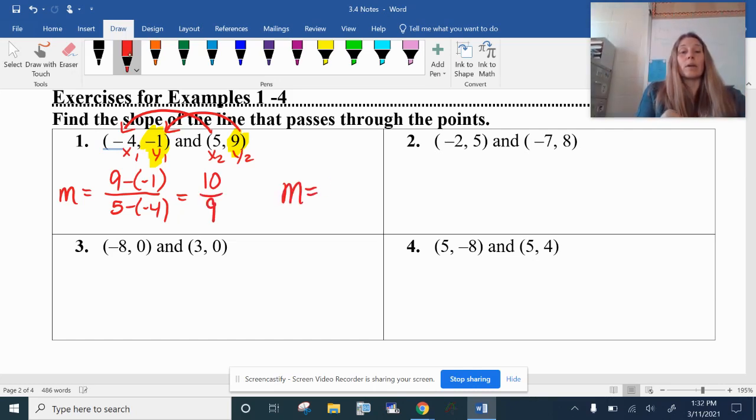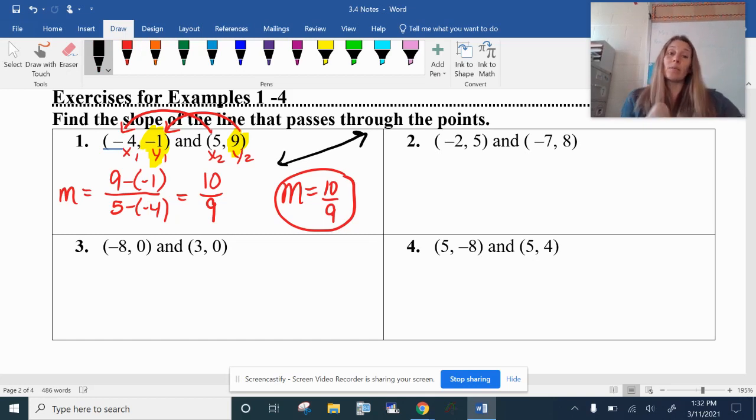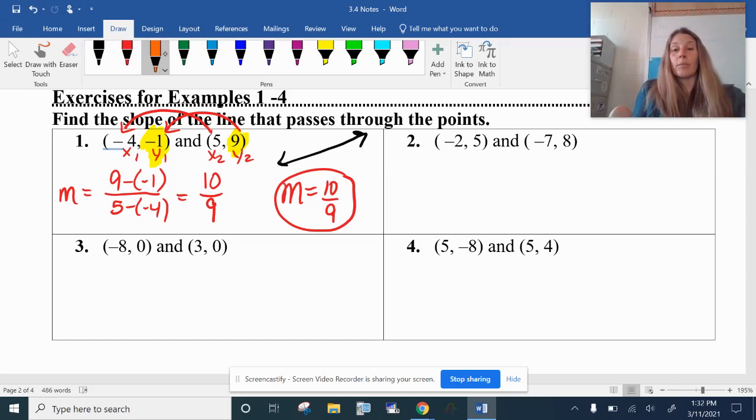So in this case, my slope is 10 over 9, which is a positive, right? So I know without even graphing it that my line will look something like this. It'll be rising from left to right. When I go to the next example here, I have x1, y1, x2, y2.